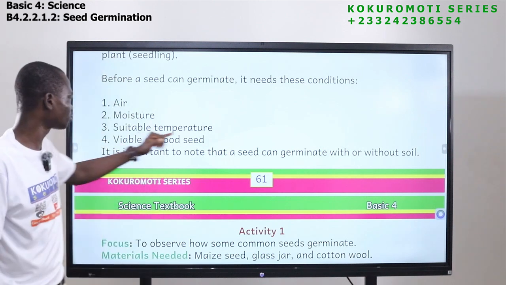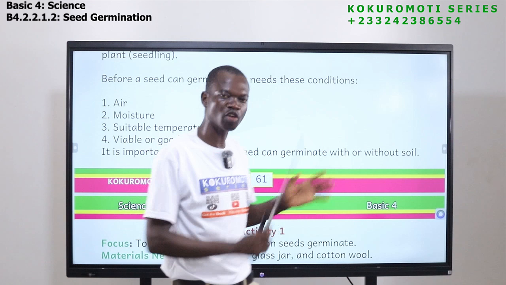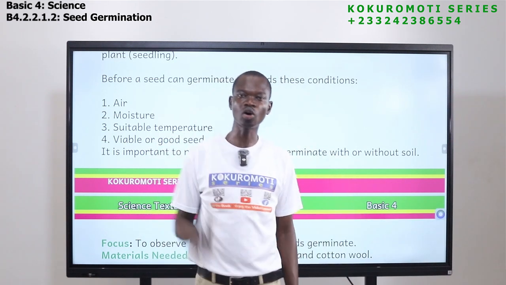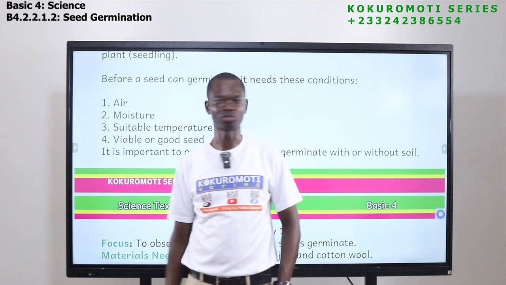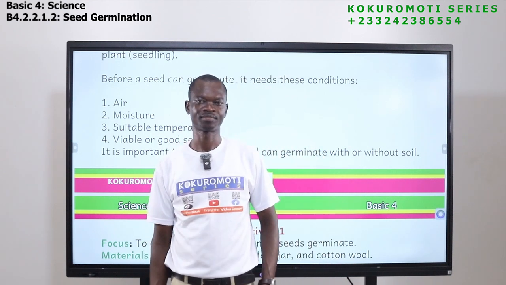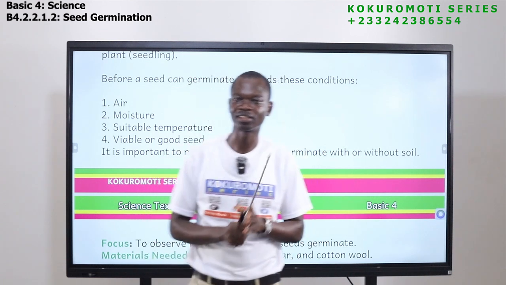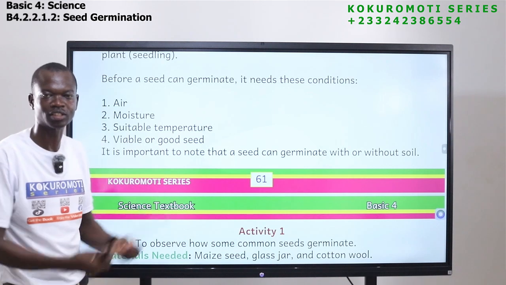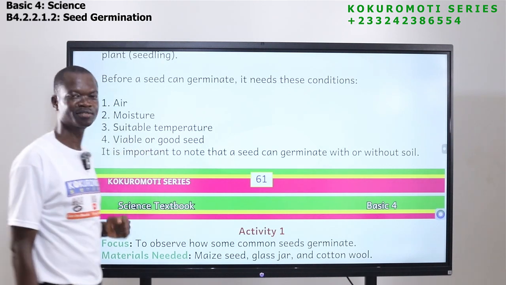The next one is suitable temperature. The temperature, we are talking about how hot or how cold the soil is. If the soil is too hot, the seed will die. It will not germinate. Do you understand? So the temperature of the soil should be a suitable one, an ideal one, the best one for the seed to use for germination. Then the next one is viable or good seed.